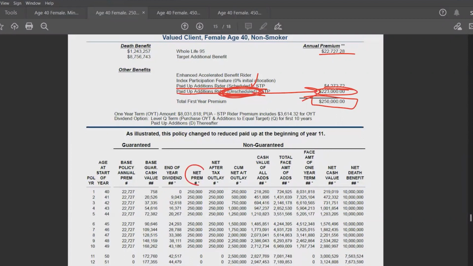What this is beneficial for, though, is when you look at the funding now, year 4, total of what has been paid in? $1 million. There's your break-even point.